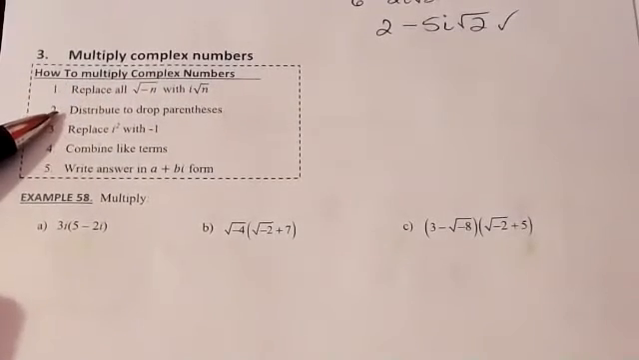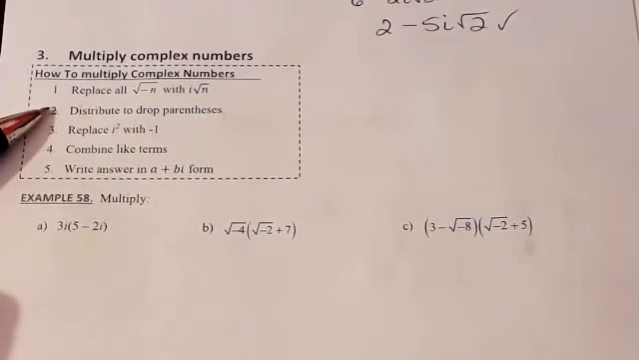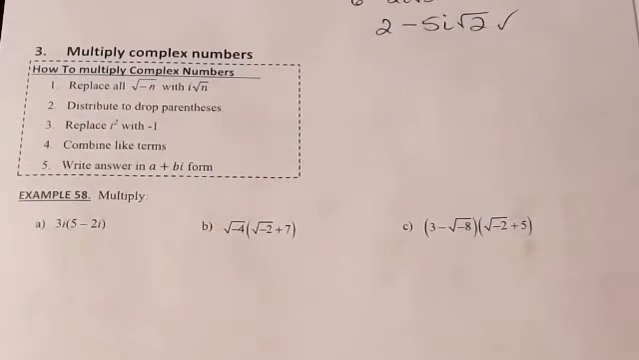Obviously, you want to distribute to drop parentheses. And then here's the cool part. After you distribute to drop parentheses, anywhere you have an i squared, replace it with a negative 1. Then do the math, combine like terms, and write your answer in a plus bi form. Let's check it out.